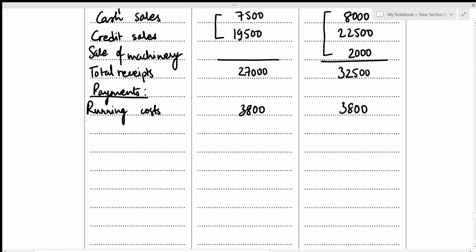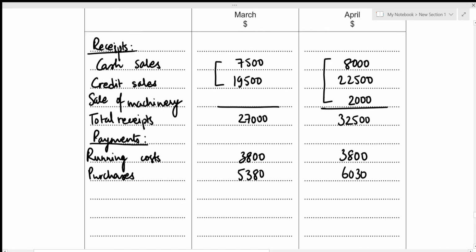So we can just write it down as purchases. For the month of March, we will be paying the purchases of direct materials made in February, which amounted to 5,380. For the month of April, we will be paying the purchases of direct materials made in the month of March, which amounted to 6,030. All right, let's have a look at the above information again.